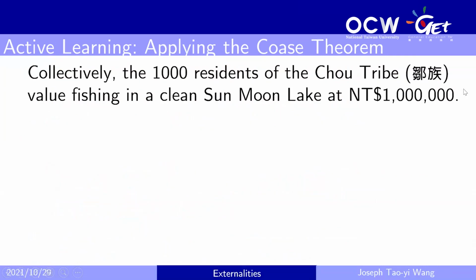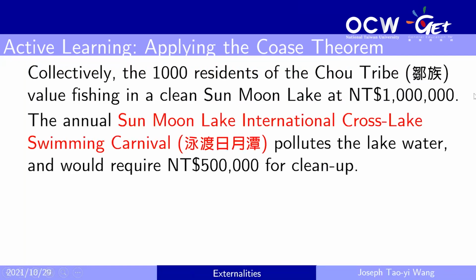Okay, so let's try to apply this. Think of a real question. The Zhou tribe has roughly 1,000 residents. They value fishing in the clean Sun Moon Lake at 1 million NT dollars. Now suppose there's this annual Sun Moon Lake International Cross Lake Swimming Carnival, 永渡日月潭, that happens every year. But it's going to pollute the lake water because thousands of people jump into Sun Moon Lake and swim across. The fish all die because of that. And to clean up, you require 500,000 NT dollars.